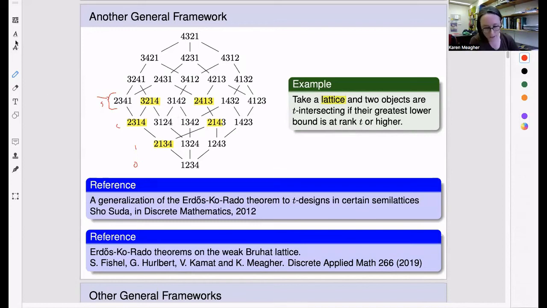And this was done. There's a paper by Suda who showed conditions on a semi-lattice that would make an EKR type theorem hold. And there's also a paper that I did with a couple other people where we proved that EKR type theorems hold on the weak Bruhat lattice. And that's the picture that I have here. This is the weak Bruhat lattice on permutations. And yeah, so that's another very general way of looking at this.